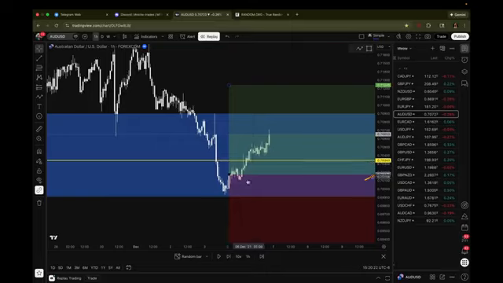So far, we just have price making higher highs and higher lows. Price makes a new high right here. It goes up higher. Probably find some resistance here.